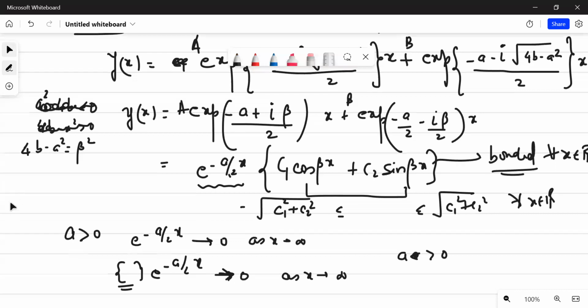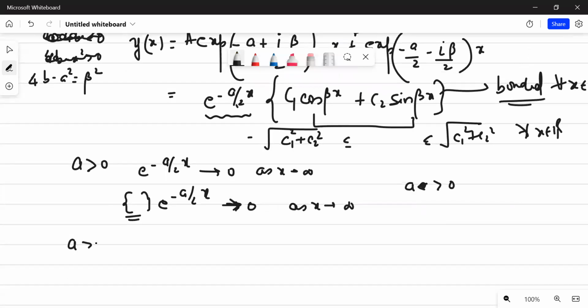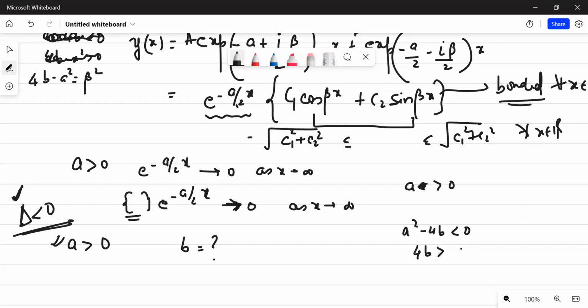Now, what do you think would be b? What do you think is b here? So del is less than 0. If I'm discussing the case of del less than 0, a must be greater than 0. This is quite clear. What about the sign of b? Do we have any hint on b, or do we have no hint on b? So we already know that a square minus 4b is less than 0. It implies 4b has to be greater than a square, and that implies b should be greater than a square by 4. A square by 4 would obviously be greater than 0. That implies b should be greater than 0. Is that clear or not?